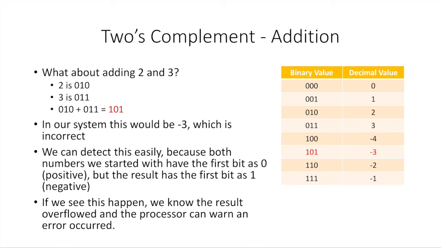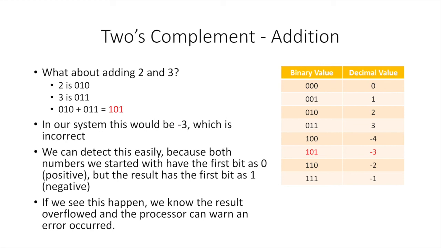In our system, this would be -3, which is the wrong answer. So how do we know that we made a mistake here or that something went wrong? We can detect this because the first two numbers, the 2 and the 3, in binary both start with a 0. We know that the sign bit 0 means positive. So we added two positive numbers, and we got a negative number because it starts with a 1.